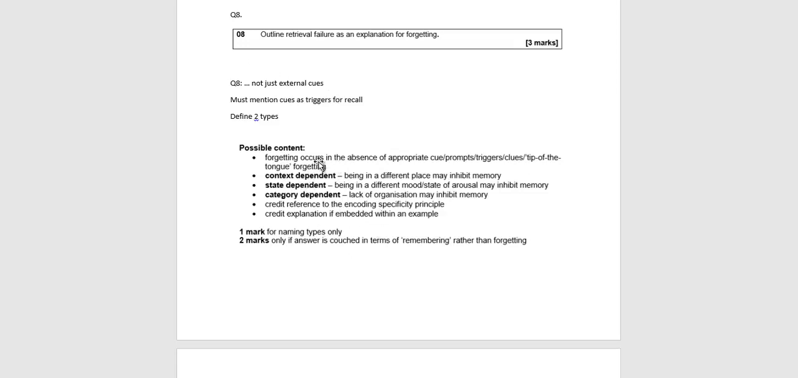So I would literally say that forgetting occurs because we haven't got cues which would normally act as triggers to recall the memory. For example, 2 types: context dependent, and define it; state dependent, and define it. Okay, and that's probably the easiest way to get your 3 marks.